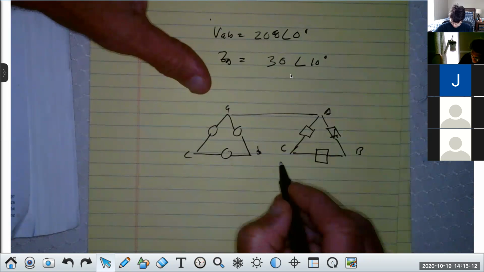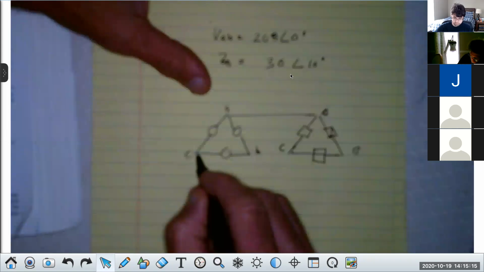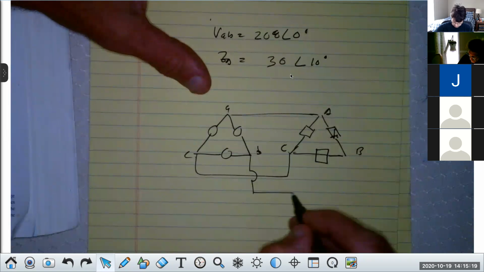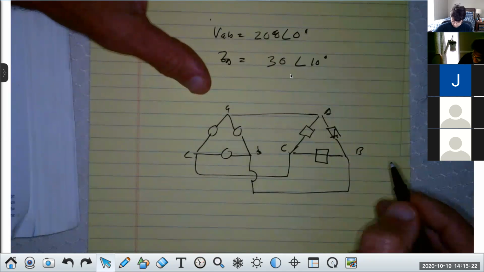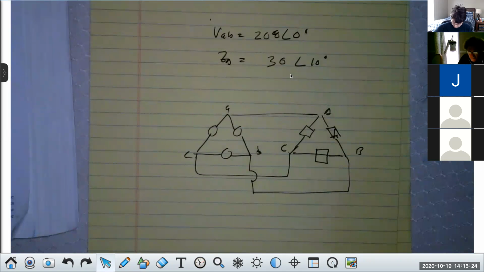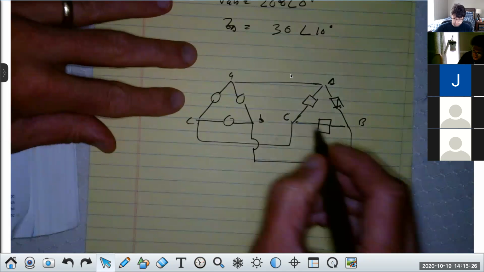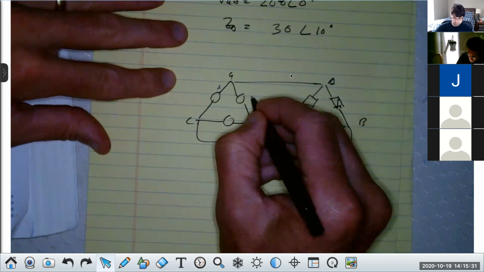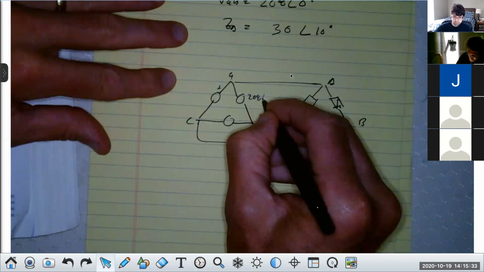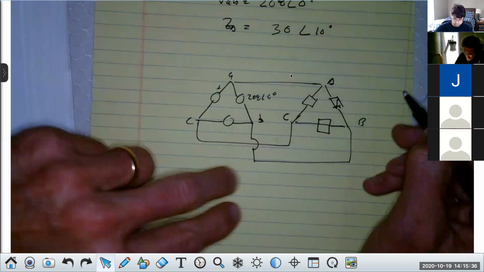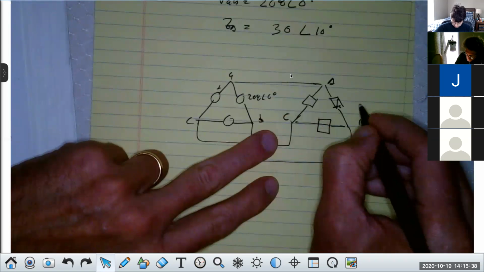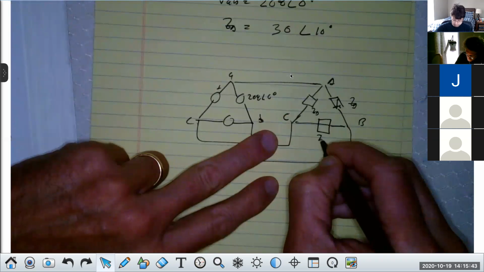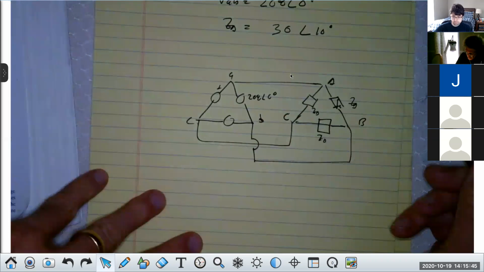So I would go here and I'd say this is small c to C. This is B. That's the symbol for jumping over a line to B and then A to A. That's the actual connection. Here I have VAB as 208 at 0 degrees. And here I have Z deltas at 30. All these are Z deltas.